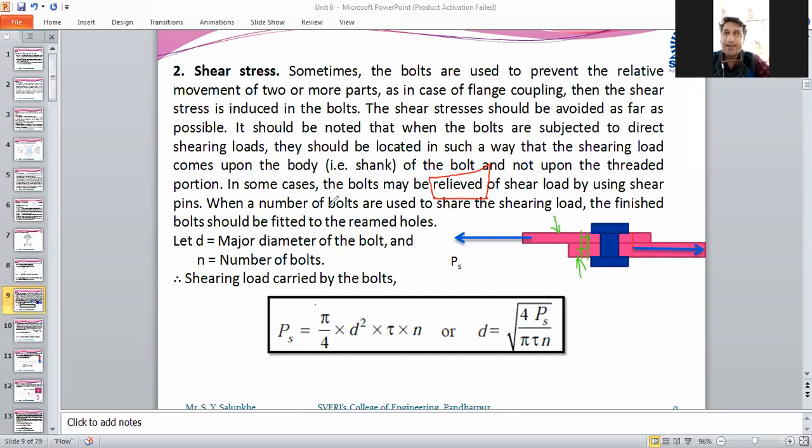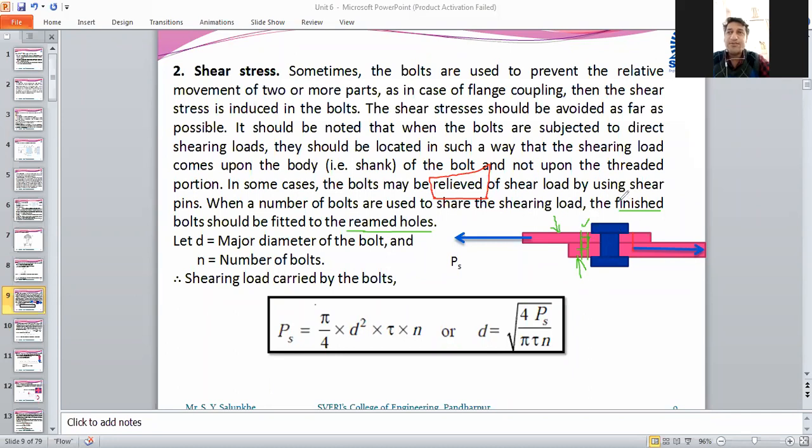Okay. When bolts are used for shearing, the bolt should be a finished one, and it should be inserted in reamed holes. That means a reaming operation should take place if you are going to use this nut and bolt directly for carrying the shearing load. Okay, so keep in mind that these shearing pins are used.